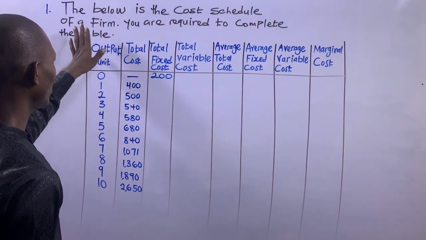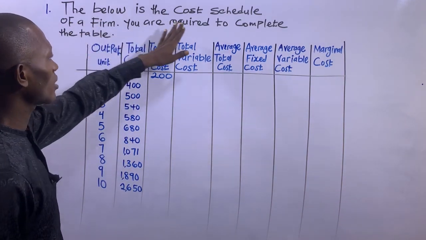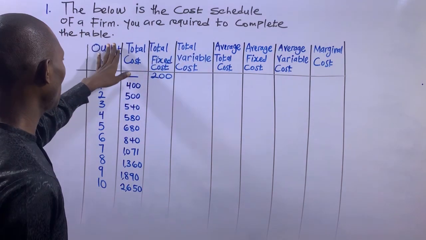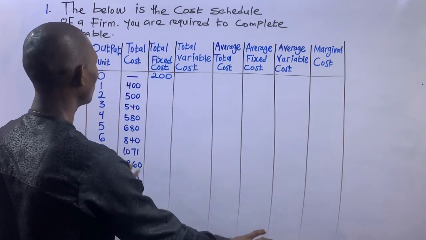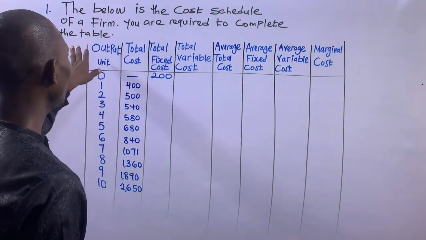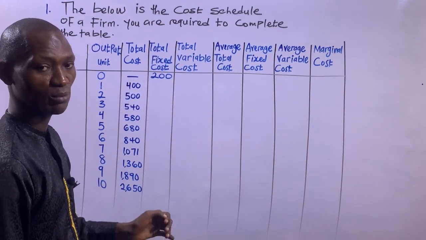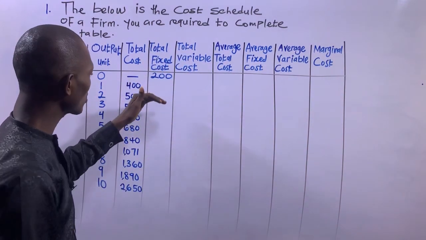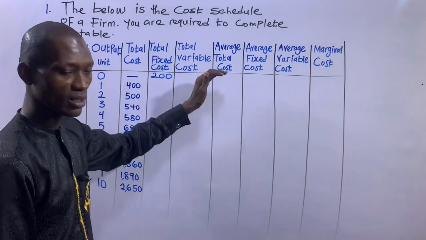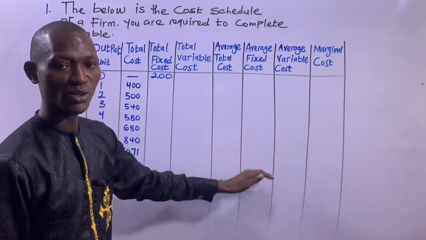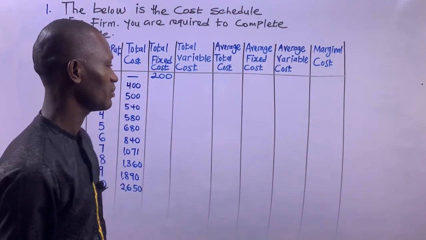I read: the below is the cost schedule of a firm. You are required to complete the table below. So this is the table, the cost schedule. We have to complete all these various classifications of costs that we have here.